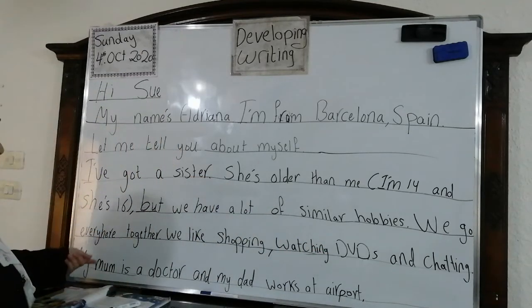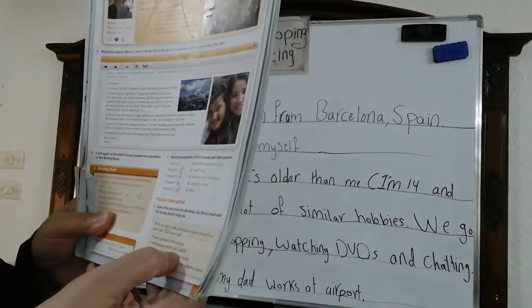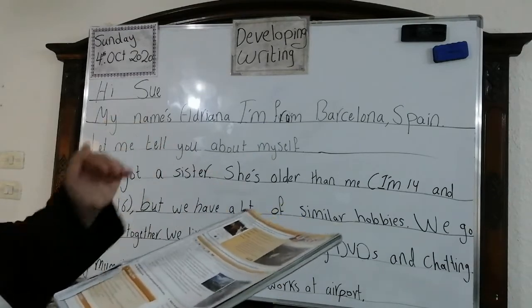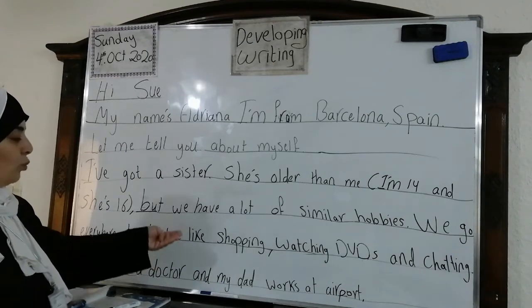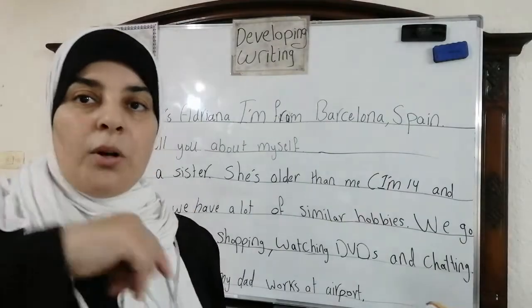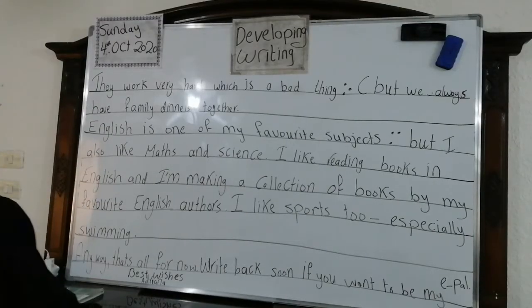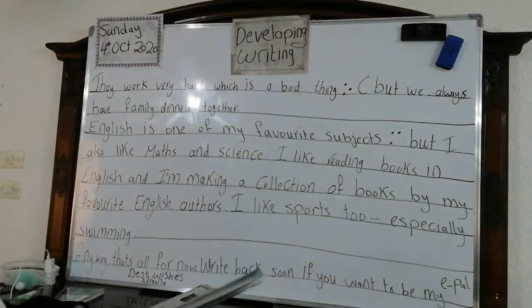Okay? Now, we are going to move to the next paragraph. Information about your family. We mentioned the sister. Now we're going to talk about my mom and my dad. Okay? My mom is a doctor, and my dad works at airport. I'm going to stop now to write on the board. Then I'm going to continue with you. Okay? Now, last time we reached my father works at airport.